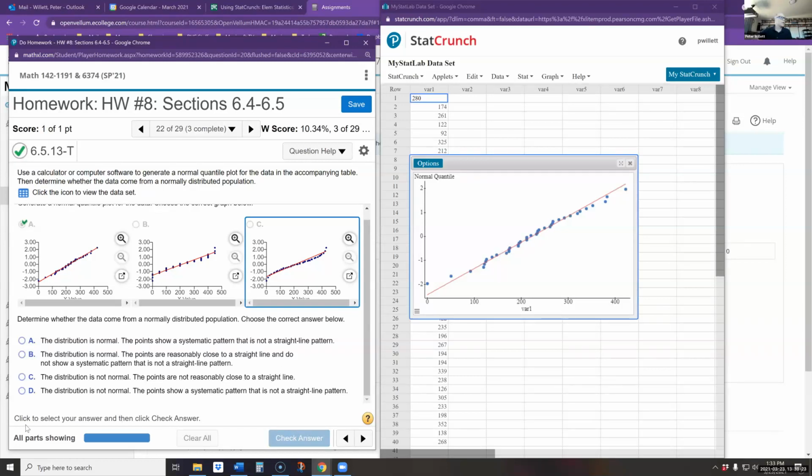So which choice is that? Well, the distribution is normal, is A or B. And A says not normal because they show a systematic pattern that's not a straight line. So that's a reason for it to not be normal. So that means it must be B.